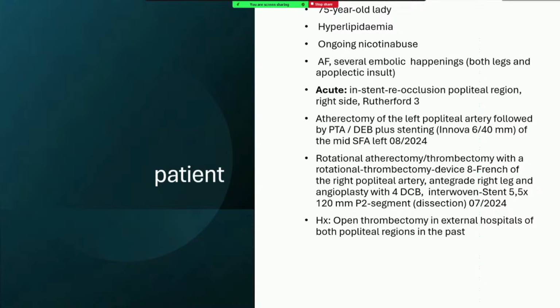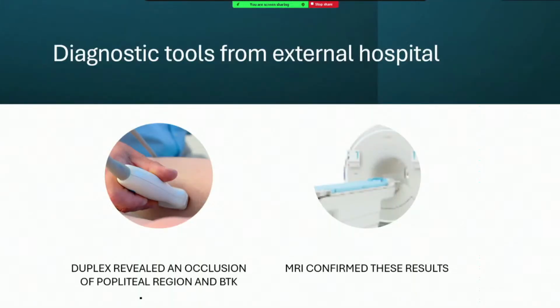Rutherford 3 still. Atherectomy of the left popliteal area was followed by PTA and drug-eluting technology plus stenting, mid-SFA left side, in August last year, and then rotational atherectomy with the Rotarex device, 8 French, of the right popliteal artery, followed by 4 DCBs and placement of an interwoven Supera stent because of dissection. That was in July 2024. And in the past history, in other hospitals, they performed open thrombectomies twice of both popliteal regions. Thank you. Next slide, please.